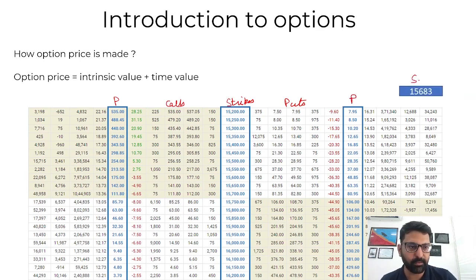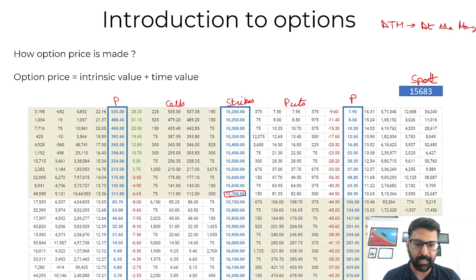The spot right now, for example, we can assume is trading at 15,683. Now here we need to understand what is OTM, ITM and ATM, right? So first let's understand ATM, which is at the money option. So basically we are trading at 15,683. If we round it off, we come to 15,700, right? So the strike which is nearest to the spot is called the ATM strike, which means at the money, right?